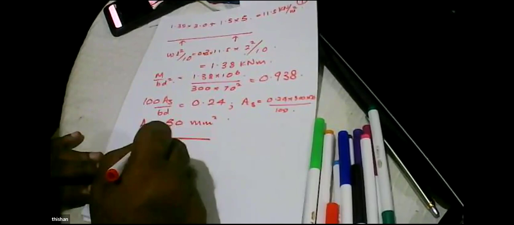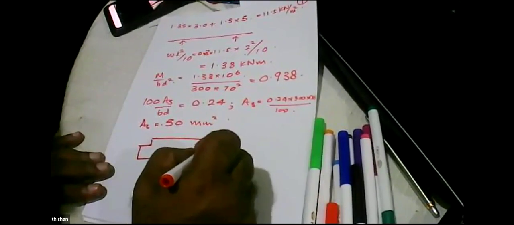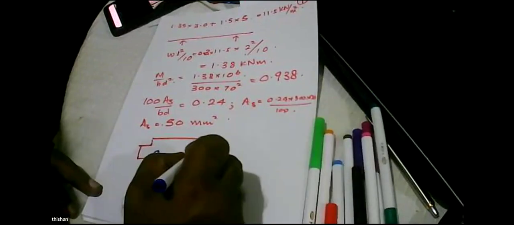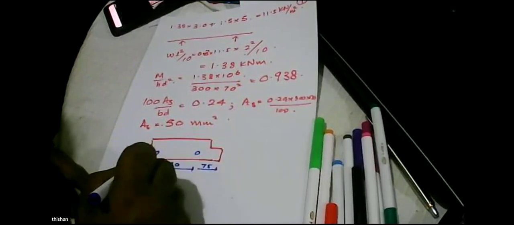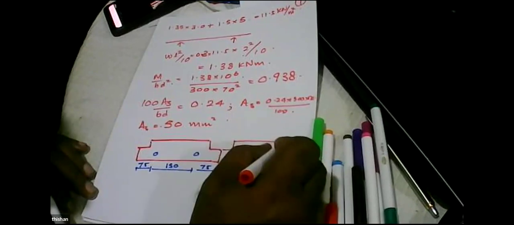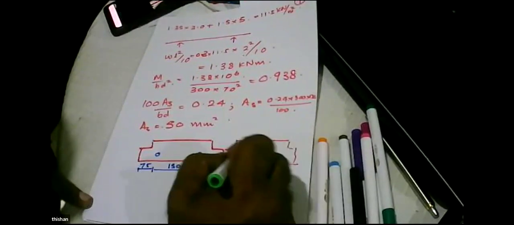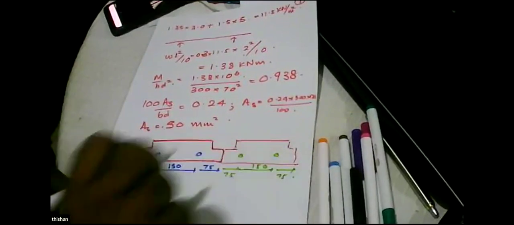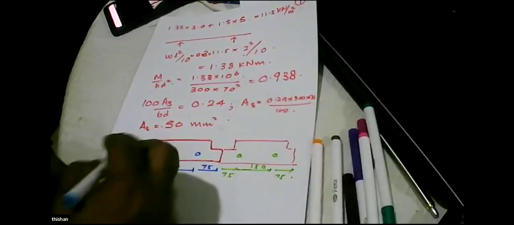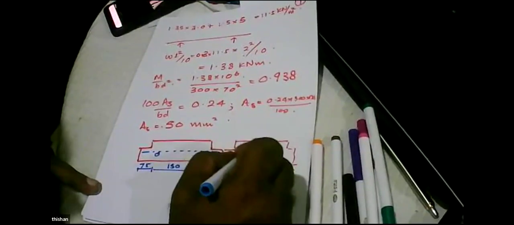So what are we providing? We are using the smallest bar in the market. And what we do is do this. Then we provide the other bars. Then we place this way, like that.